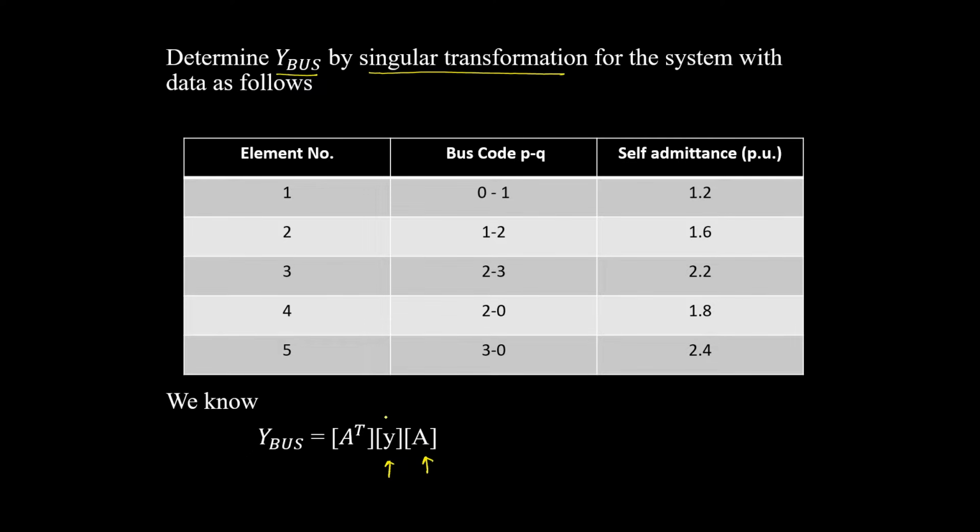You know already, the primitive admittance matrix will be formed between number of elements to number of elements. So here we have 5 elements, so the dimension of the Y matrix will be a 5 by 5 matrix, and the A matrix will be formed between number of elements to number of buses. Here you can see the number of buses available: we have 0 to 3, so totally we have 4 nodes. If you consider one of these buses as a reference bus, then the actual buses will be only 3 buses. So let us see how to do this problem.